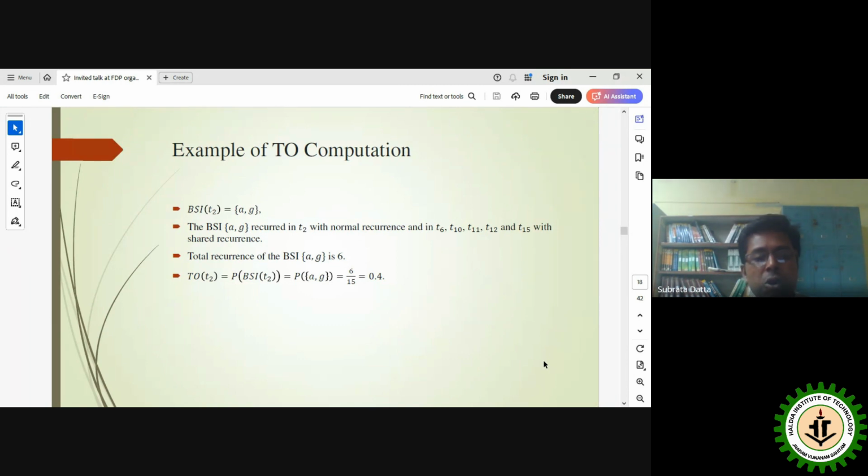So the transaction occupancy of T2, that means the probability of BSI T2, that means the probability of AG, is equal to 6 by 15, as 15 is the total number of transactions in the database. So 6 by 15, we get 0.4. So this is the simple calculation. It's a probability-based calculation of the BSI.